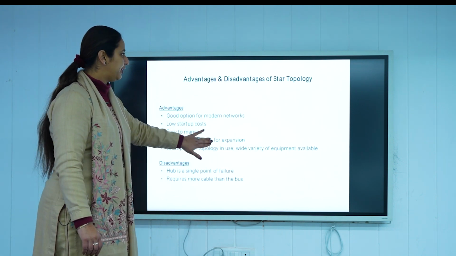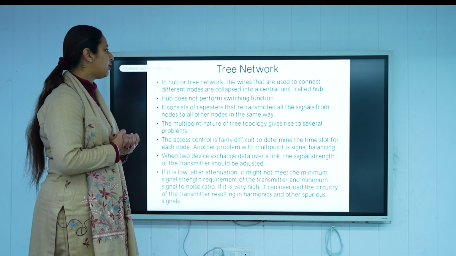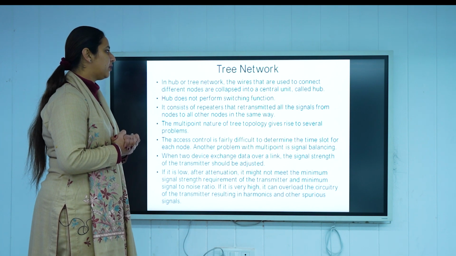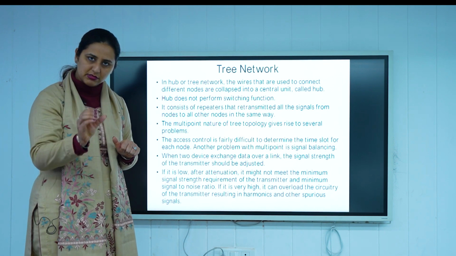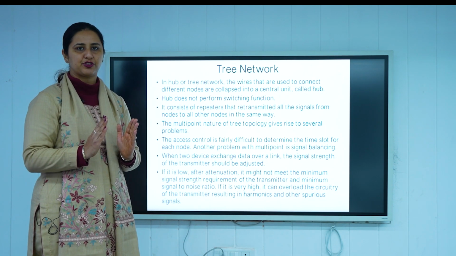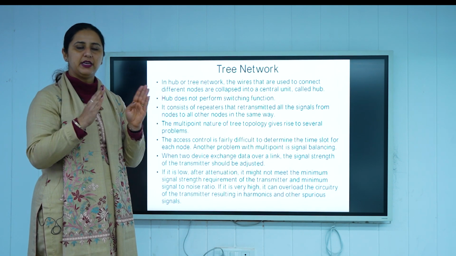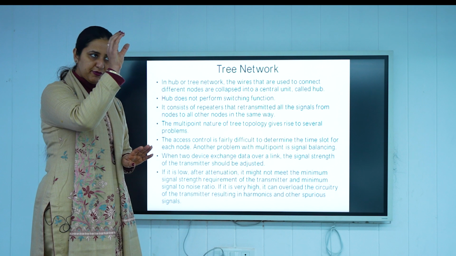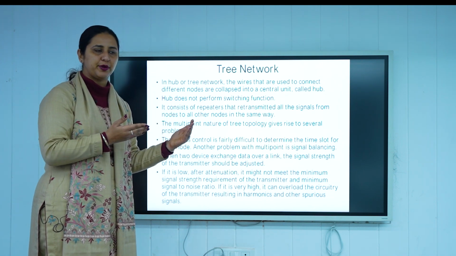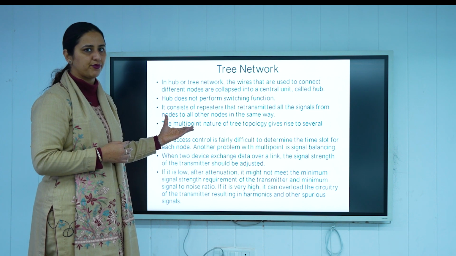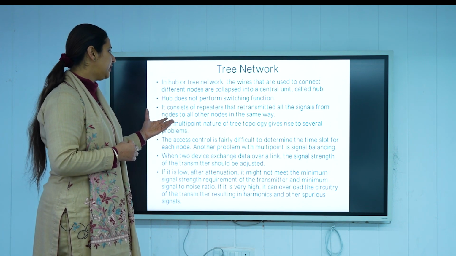So that I have explained. Now talking about the tree network. In a tree network, the wires that are used to connect the different nodes are collapsed into a single unit. There is a tree type structure, and all the wires are collapsed in that structure. So they form a layout which is equivalent to the shape of a bus. That is why this type of network is called bus topology.